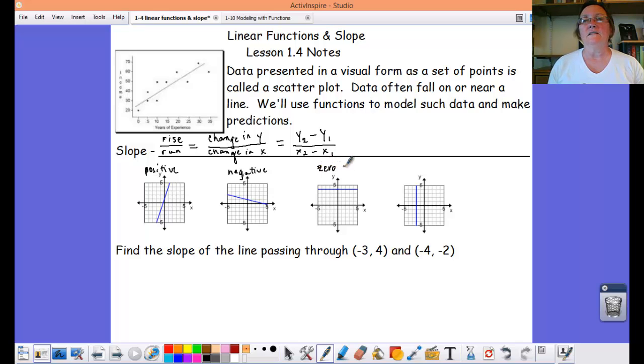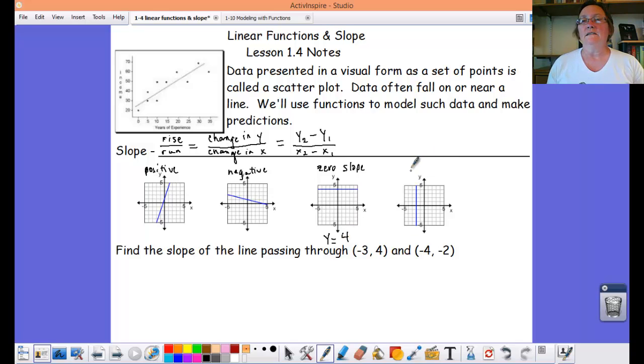That is, there is 0 change in the y's. They stay the same. A line of this type has an equation that looks like this: y is equal to some number. In this case, y equals 4.